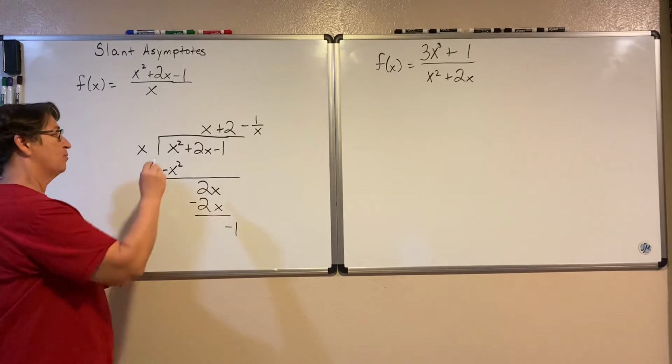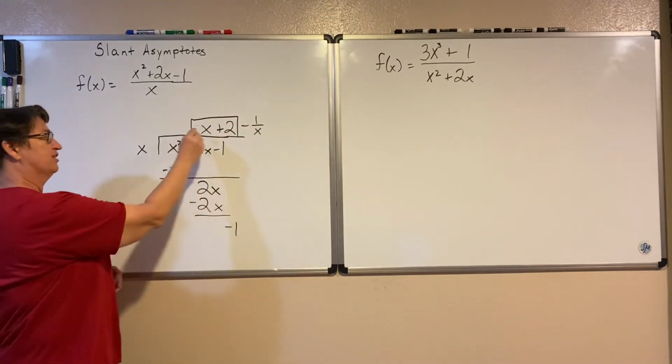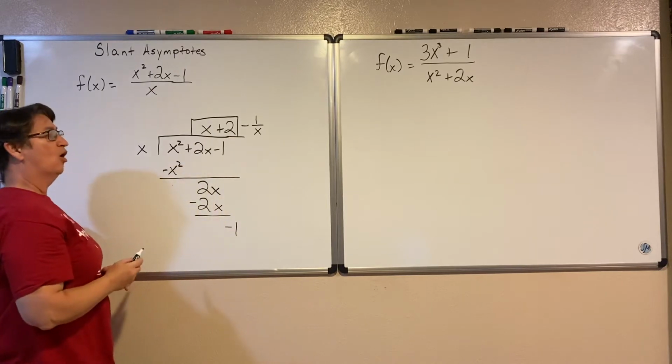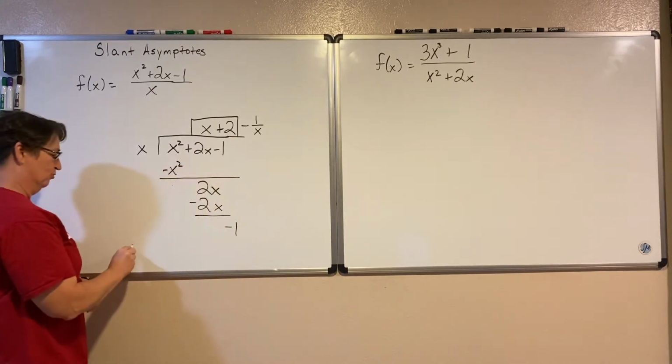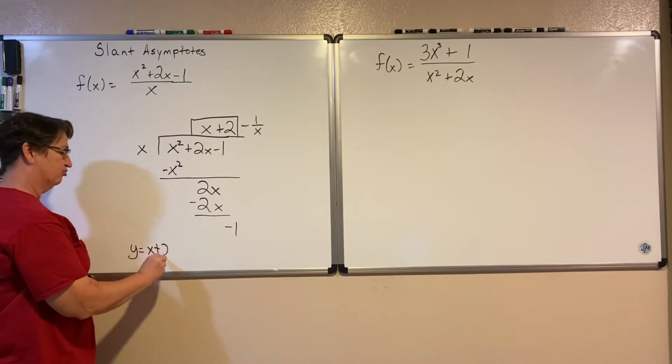Now, this part, the whole number, not the remainder part, this part is your slant asymptote. So there's going to be a slant asymptote where y equals x plus 2.